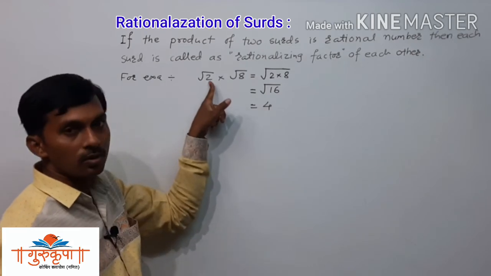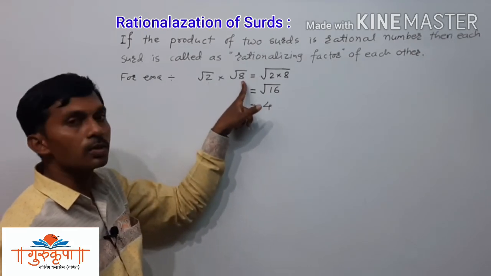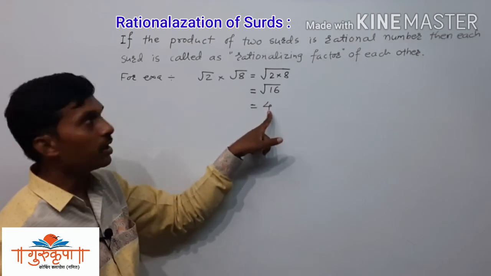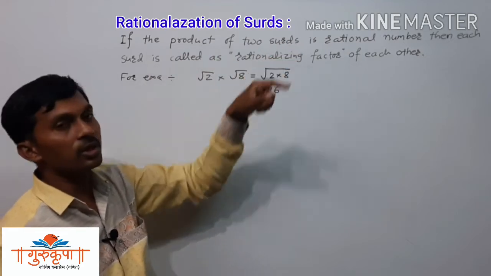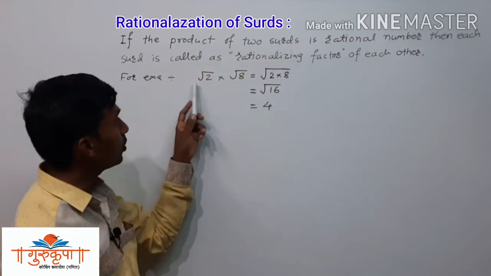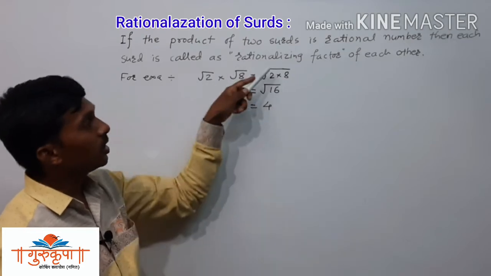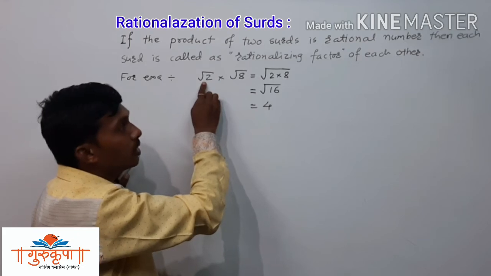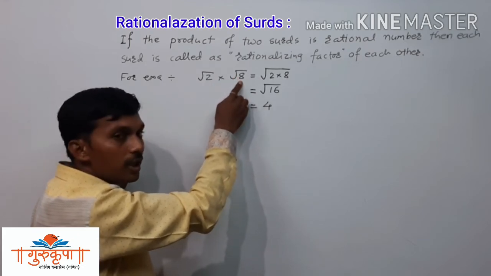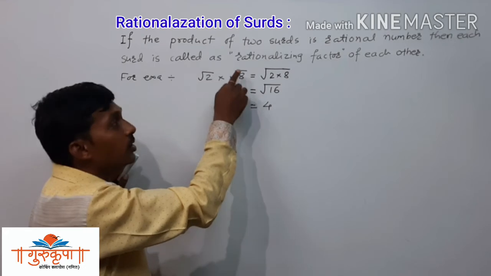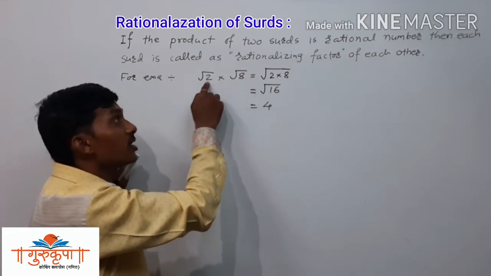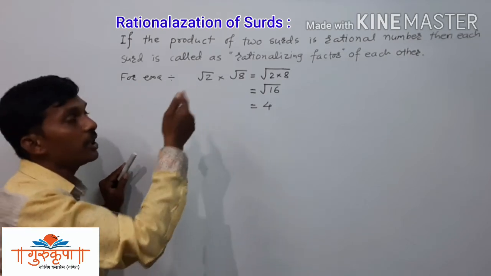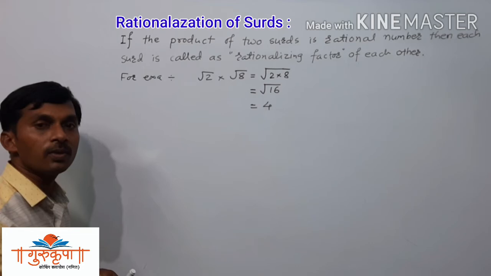Root 2 is a surd, root 8 is also a surd, and their product is a rational number. And we know that if the product of two surds is a rational number, then both these surds are called rationalizing factors of each other. Here we can say that root 2 is the rationalizing factor of root 8, or root 8 is the rationalizing factor of root 2. Both root 2 and root 8 are rationalizing factors of each other.